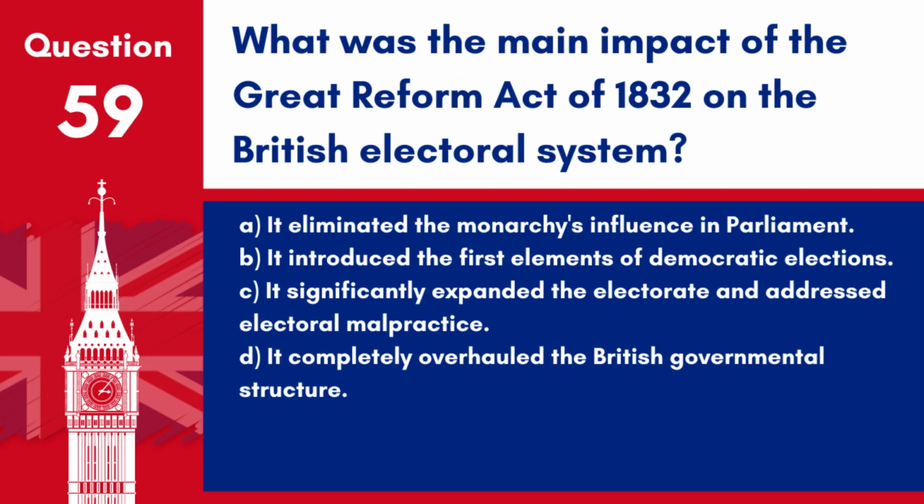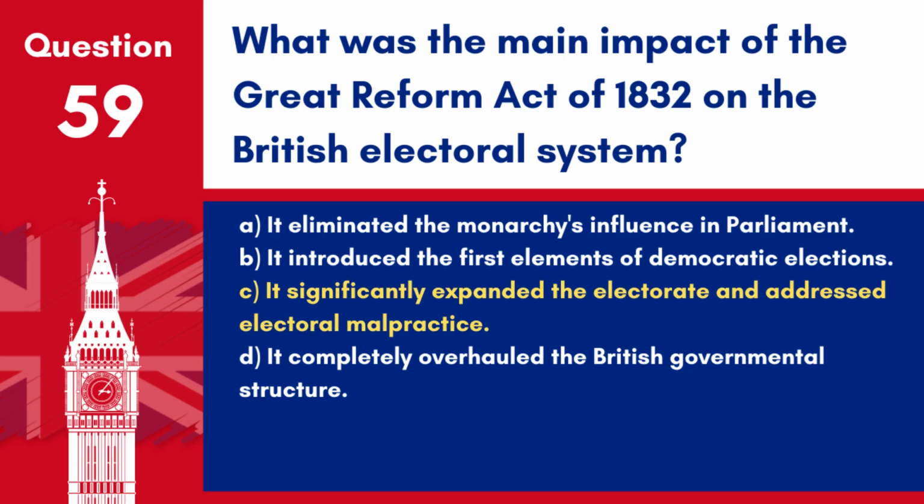Question 59. What was the main impact of the Great Reform Act of 1832 on the British electoral system? A. It eliminated the monarchy's influence in Parliament. B. It introduced the first elements of democratic elections. C. It significantly expanded the electorate and addressed electoral malpractice. D. It completely overhauled the British governmental structure.